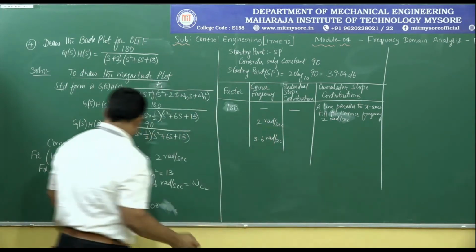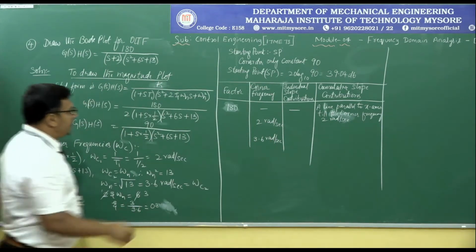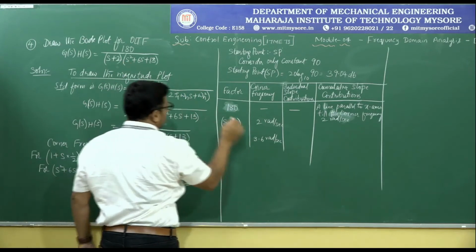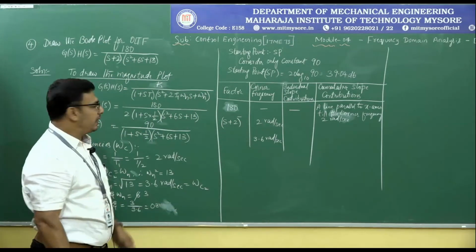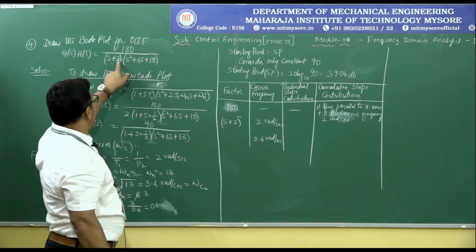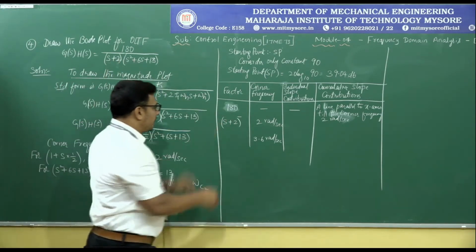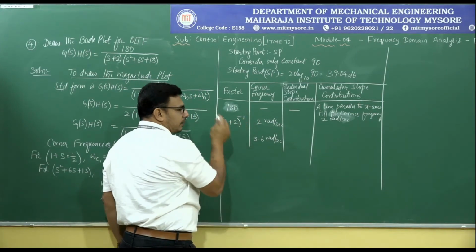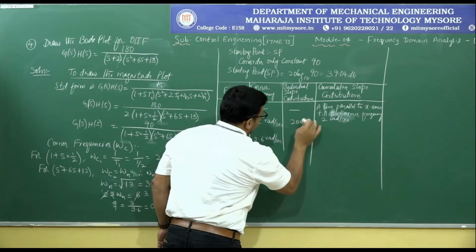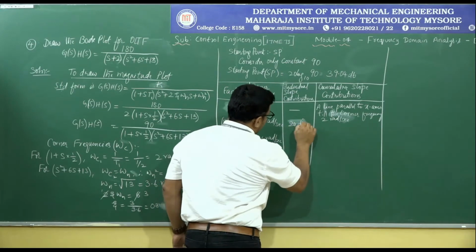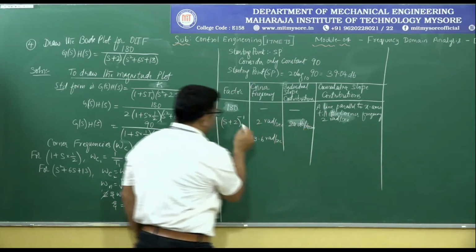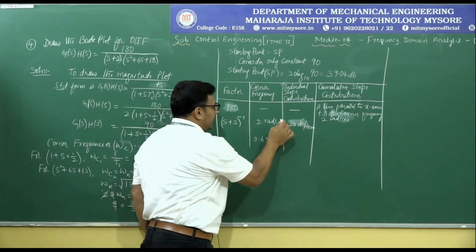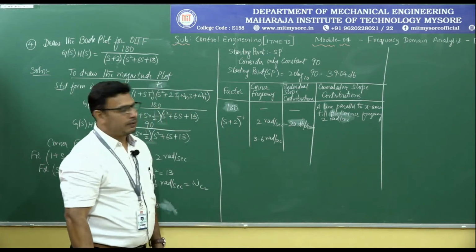Then this 2 radians per second is for which factor? It is for the s plus 2 factor. Where is it present? It is present in the denominator, so negative sign. And what is the power of s? It is 1. Then what is the power of the factor s plus 2? It is again 1, so minus 1. When this is the case, 1 into s power 1 means 20 decibels per decade, and since it is in the denominator, it will be negative. So the individual slope contribution will be minus 20 decibels per decade.